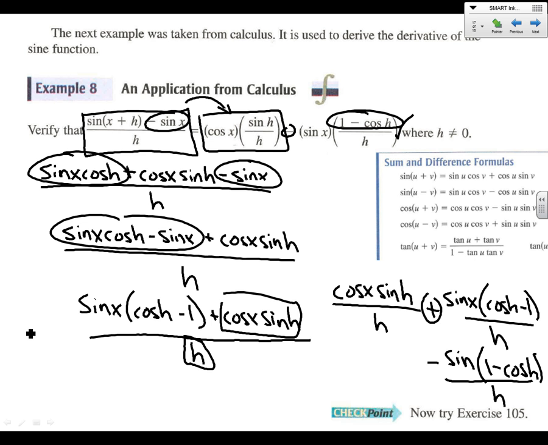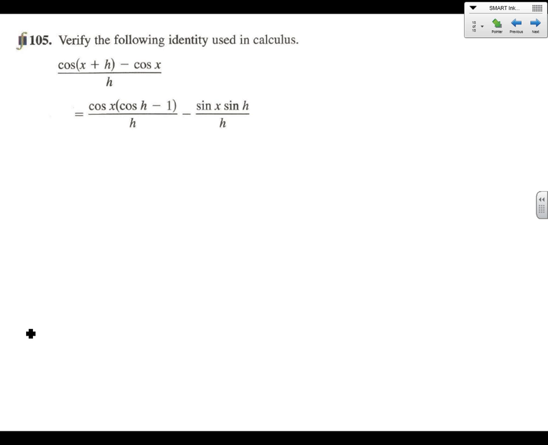All right, so last one. See if you can do 105. See if you can prove that this turns into this.